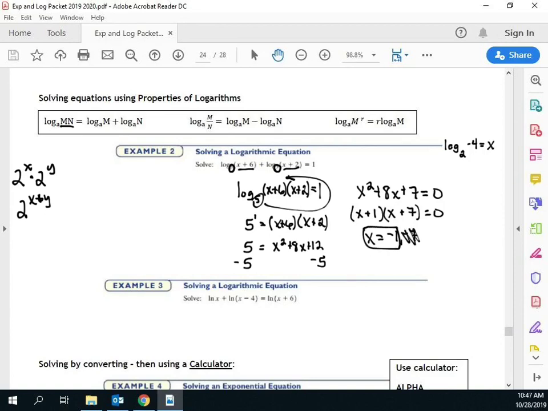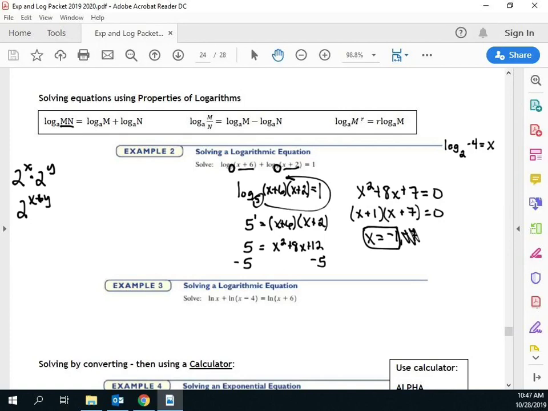Here's your answer. As soon as you plug in one of your solutions and you get a negative answer, stop. That answer won't work. It doesn't matter if it works in one and not in the other. I don't care. If it doesn't work in one, it will not work at all. Okay? So cross that out. So the answer is x equals negative 1, and that's it. All right. On to the next one.